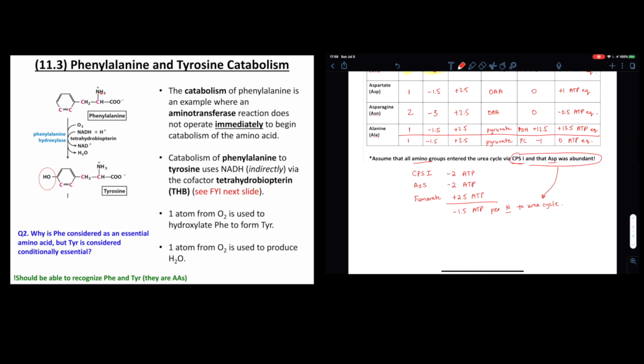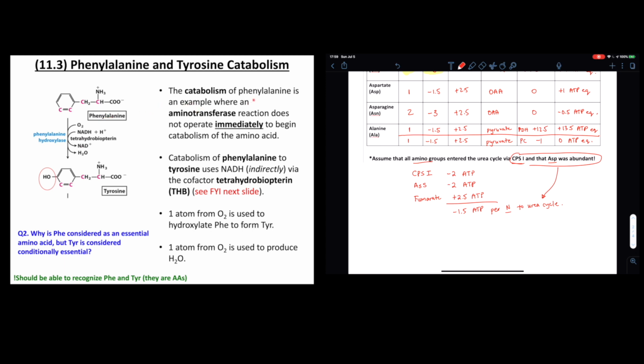Okay, in this next section of notes, we're going to go over section 11.3, which is on phenylalanine and tyrosine catabolism. So you can see phenylalanine over here. We know the structure of phenylalanine, NC-alpha-CO, has a methylene, plus it has this aromatic ring on it, which is the phenyl. Okay, so phenylalanine makes sense in terms of how it's named.